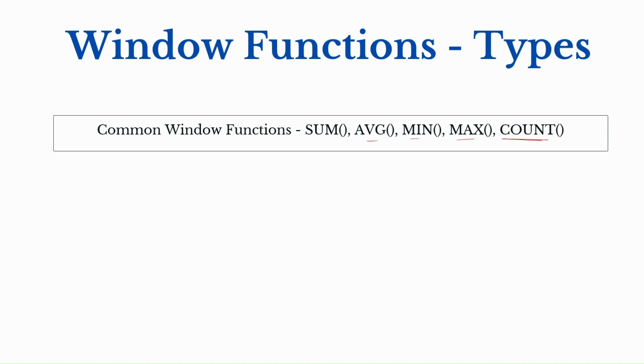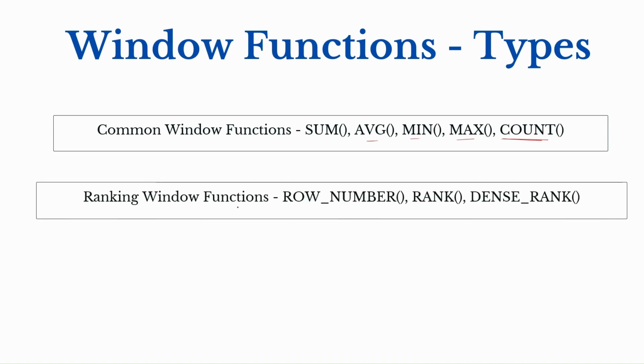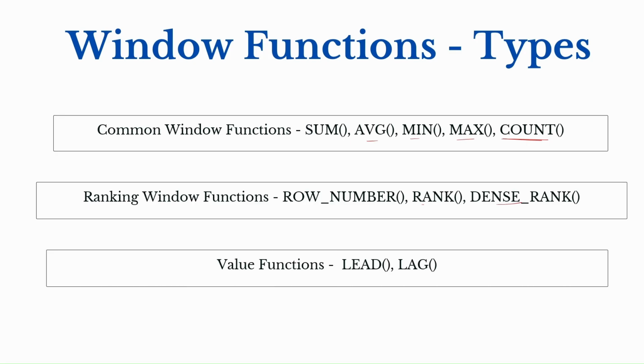Next, the second type of window function is the ranking window function. There come in row number, rank, and dense rank. These are used to actually assign the rank, so these are the ranking window functions. And the last one are the value functions, which are lead and lag, that are used to access data from rows other than the current row within a specified window of rows.